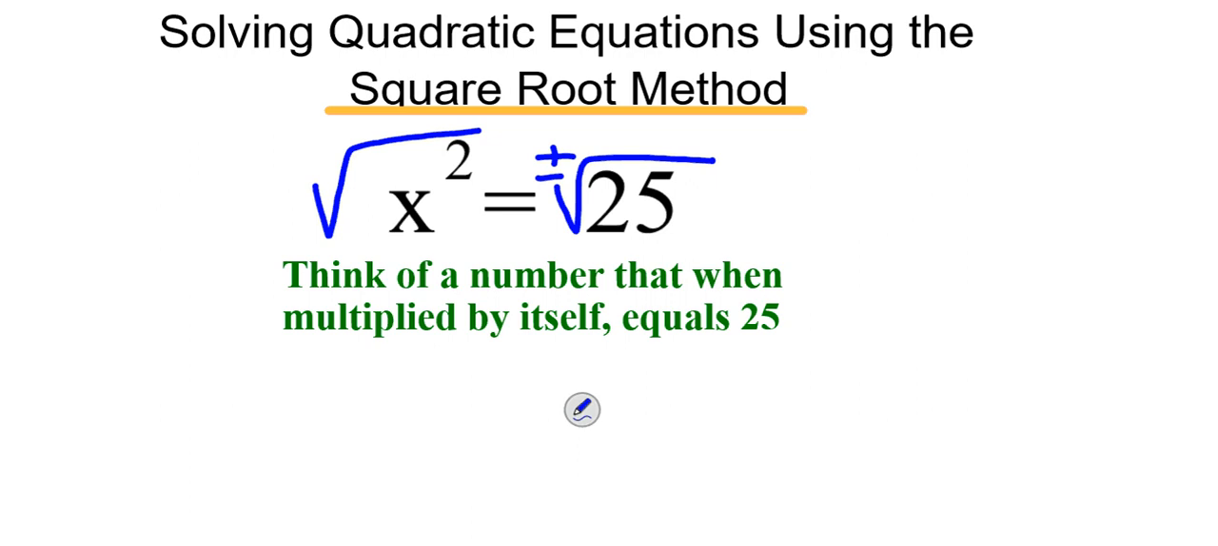So the square root and the square cancel each other out, and we're left with x. And then the square root of 25 is 5, but we've got those plus or minus signs in front of the 5. So there we go.